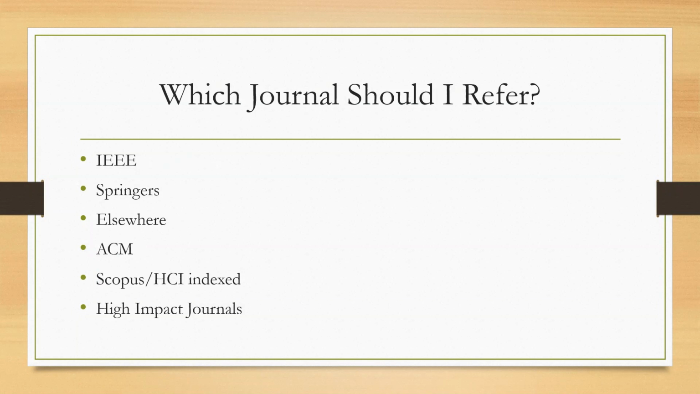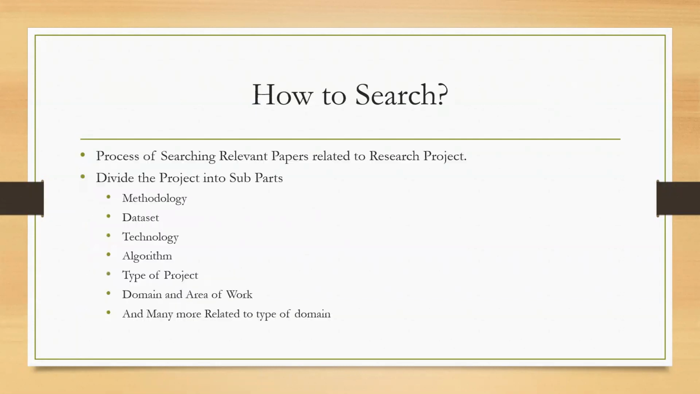So there are n number of journals and conferences. Which one do we go with? I would recommend accessing standard journals, some of which are listed over here: IEEE, Springer, Elsevier, ACM, Scopus or SCI indexed journals, and journals that have high impact factors. We call them high impact journals.